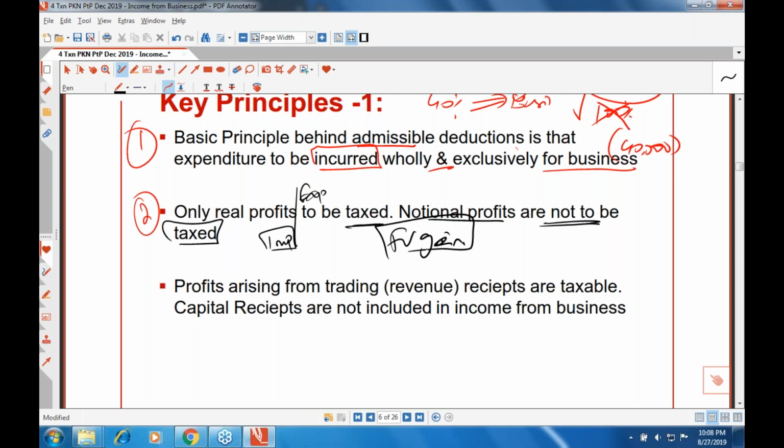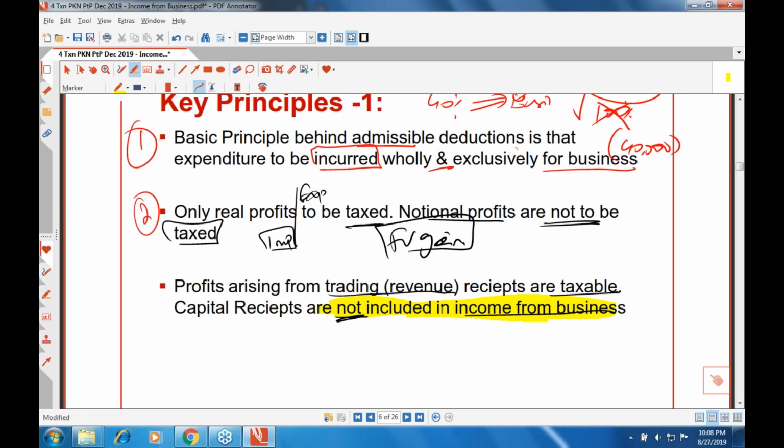Next, profits arising from trading revenue receipts are taxable. Capital receipts are not included in income from business. So it says the capital receipts are not included in income from business. Now let's start discussing. When we talk about capital receipts, what exactly do you mean by capital receipts?